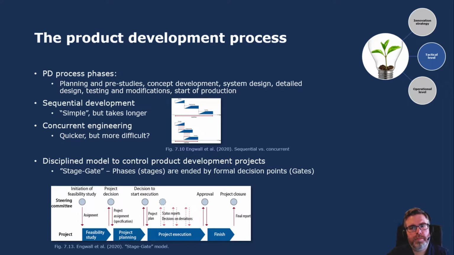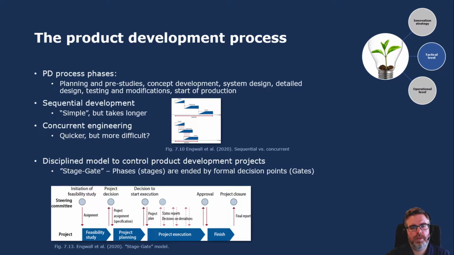The other part of that subchapter is about the product development process. And the product development process has a number of phases. So for example, you have planning and pre-studies in the early phases, and you have concept development, and you have system design, detailed design, testing and modifications, start of production. And the chapter discusses two competing ways of doing this. So there is a benefit of working with concurrent engineering, which is basically saying that some of these phases will be run in parallel, overlapping in time.